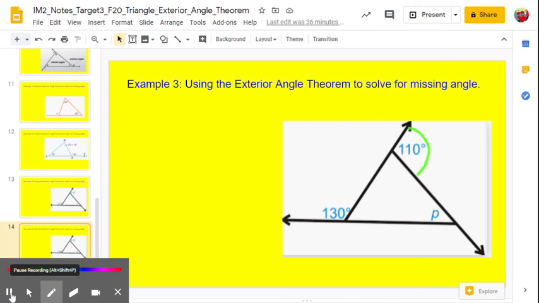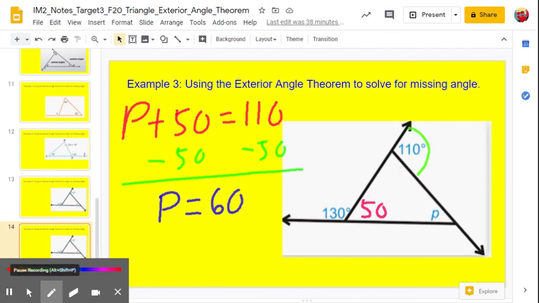Let's do the exact same problem, but we're going to drive a different way this time. Let's start with the 110 degree angle as our exterior angle. So we're going to use that as our exterior angle. I want you to do the same problem and solve for P.